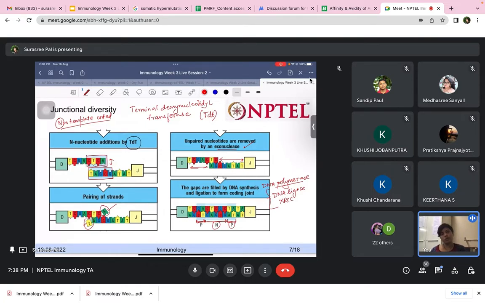And later on, in the later sessions, we will also study somatic hypermutation, which are certain mutation events that take place on the variable regions. So the variable regions are already encoded by this kind of recombination event and the junctional diversity events, but finally upon those variable regions again some mutations take place, which are known as somatic hypermutation. So we will study that later on.